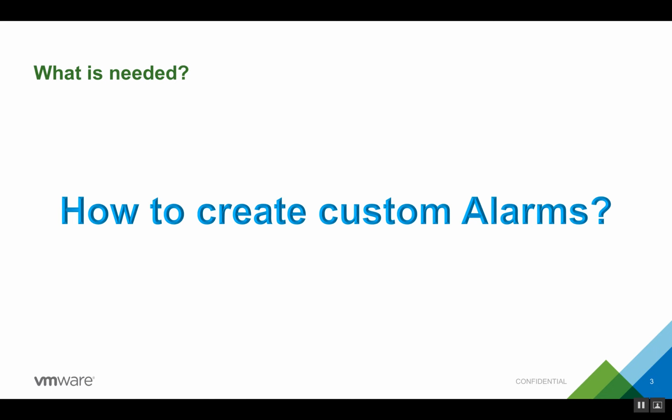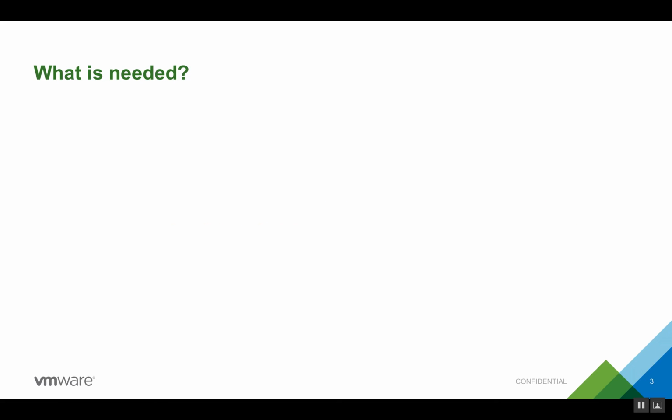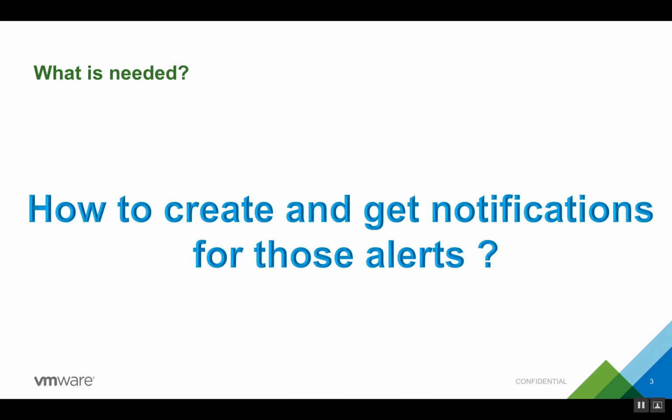So I understand that there are a lot of alerts available out of the box. But what if I want to monitor a particular application for which I want to build one custom alert for myself, so that I would get a notification from that, right? Now, how to create and get notifications for those alerts? I have created an alert, but how do I get notification on that? Where do I get the notification for that?